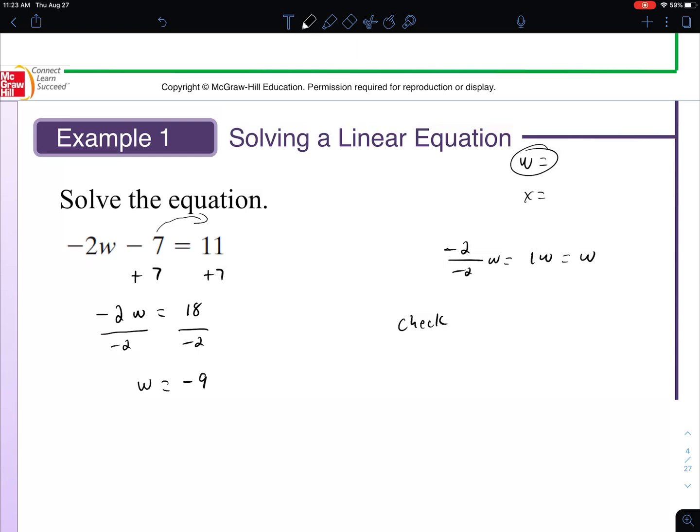Now, it's always a good habit to double check everything. Negative 2 times negative 9 is a positive 18. And 18 minus 7 is 11. So that solution of negative 9 works.